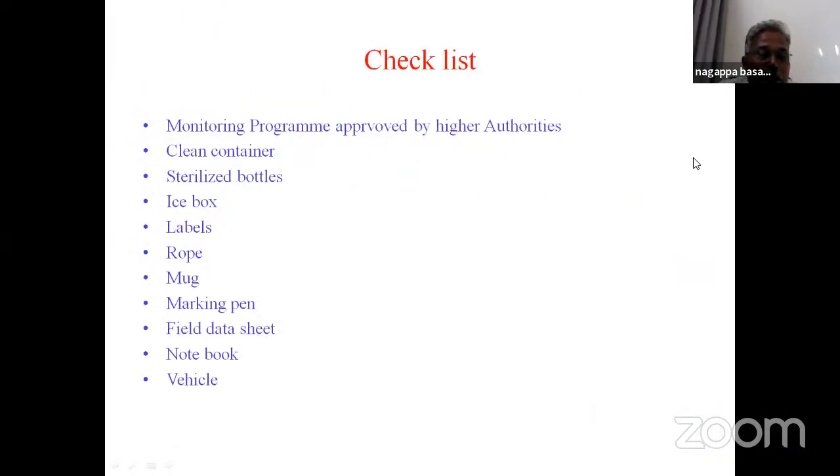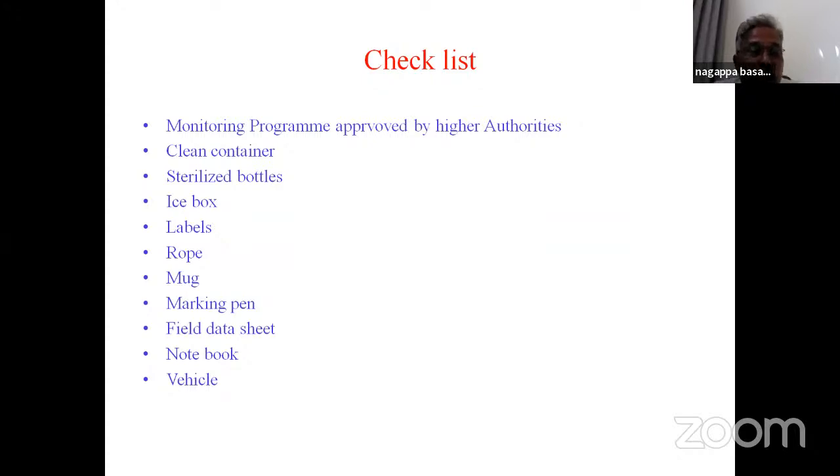Before going to sample, we have to make the checklist. The monitoring program has to be approved by the higher authorities. Higher authorities should know for what purpose our staff is going to collect the sample, where he is collecting, how he is collecting, everything, and also his expenditure involved. Any monitoring program, sampling program involves a lot of money. That's why the program has to be approved by the higher authorities. Definitely it is going to help the staff to utilize the money for the sampling purpose.